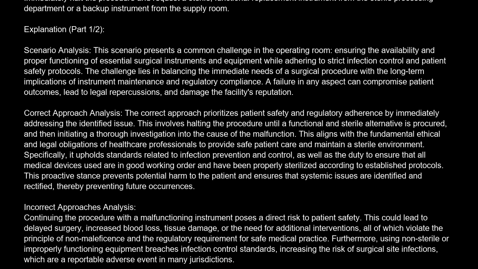Incorrect approach analysis. Continuing the procedure with a malfunctioning instrument poses a direct risk to patient safety. This could lead to delayed surgery, increased blood loss, tissue damage, or the need for additional interventions, all of which violate the principle of non-maleficence and the regulatory requirement for safe medical practice. Furthermore, using non-sterile or improperly functioning equipment breaches infection control standards, increasing the risk of surgical site infections, which are a reportable adverse event in many jurisdictions.